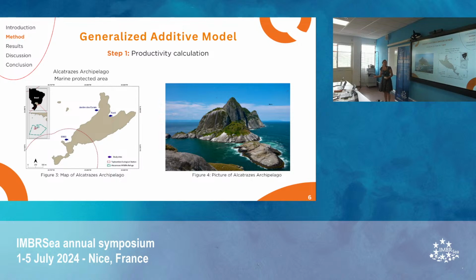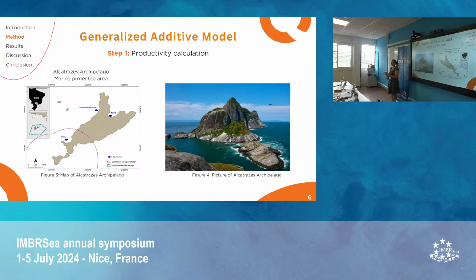So, for the first step, the productivity calculation, we need data from the field and theoretical data. Let's have a look at the first one. Data were collected in Alcatrazes archipelago, a marine protected area located 35 kilometers away from the coast of São Sebastião. Since 2020, 3 sites were annually monitored.